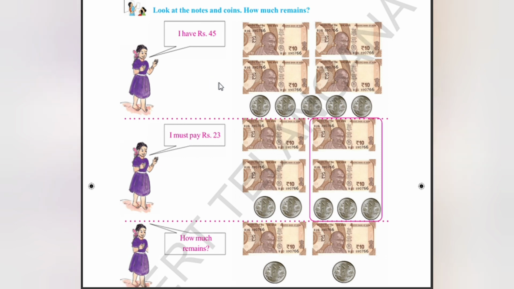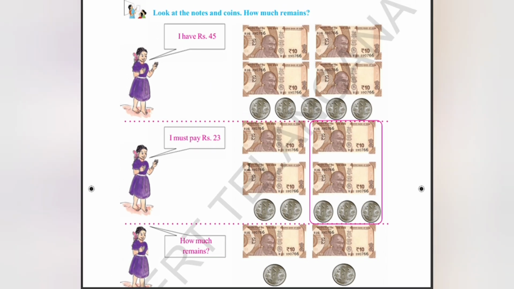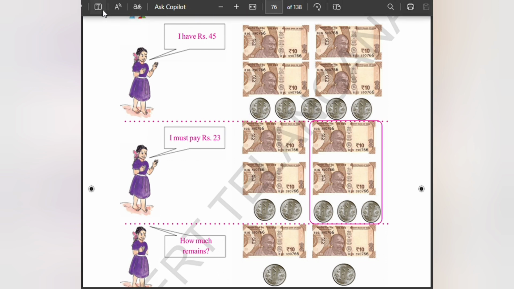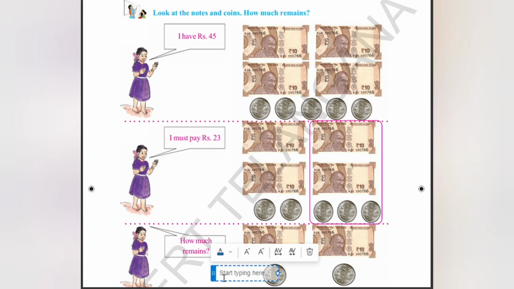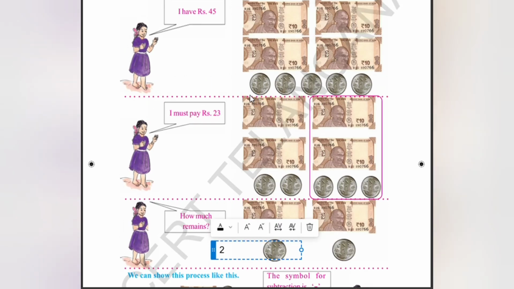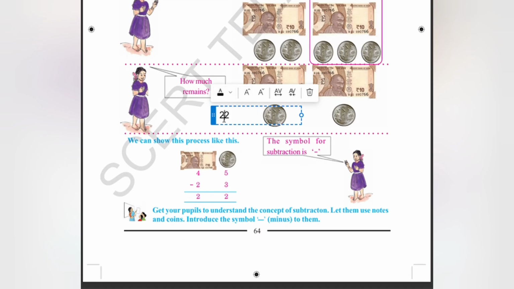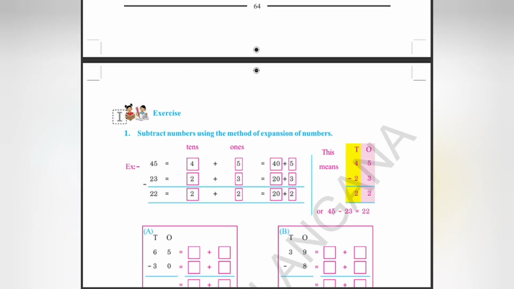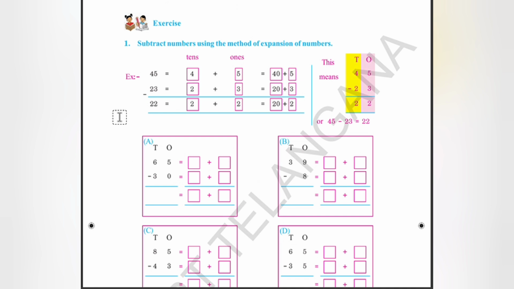How much remains? We have to subtract. 45 minus 23. That is equal to 5 minus 3. What is that? 5 minus 3 is 2. Write 2 here. And then 4 minus 2. 4 minus 2 is 2. So 22 is the answer. Okay. We can show this process like this. The sign for subtraction is minus. 45 minus 23 is equal to 22. 5 minus 3 is 2. 4 minus 2 is 2.